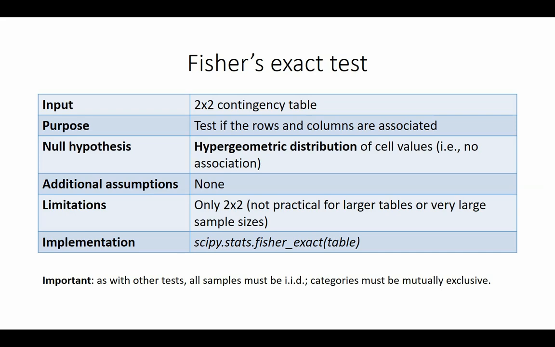Now, it's important to state that like virtually all other tests, we also, of course, have the assumption that the samples must be IID, so they have to be independent. And very importantly, again, like all other tests that involve categorical variables, we need the categories to be mutually exclusive, okay? So if they're not, we need to define them in such a way that they will be mutually exclusive. We cannot have any overlap in the definitions of the categories.